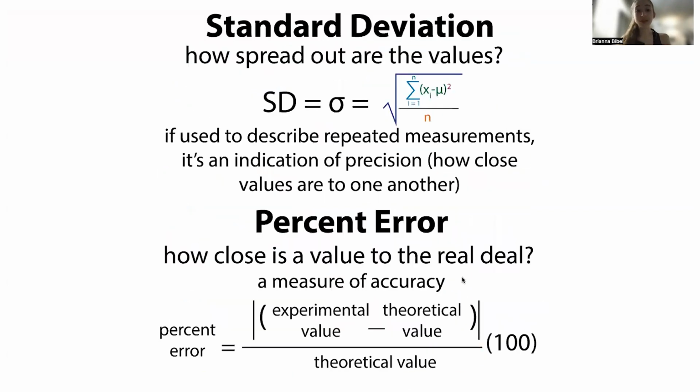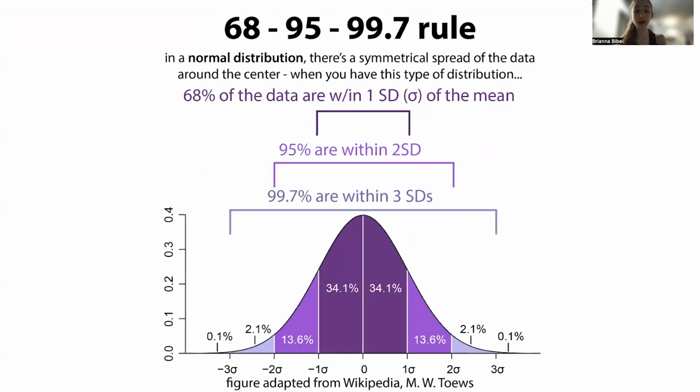We can use different mathematical terms to describe the precision and the accuracy. So standard deviation is going to tell us how spread out the values are. If you have what's called a normal distribution, you have something that looks like a bell curve, and basically the middle of the curve is the mean. And then as you go further away in standard deviations, you're getting more towards those outliers.